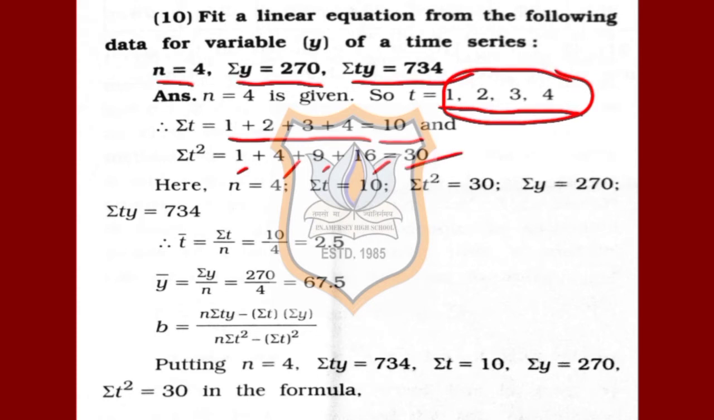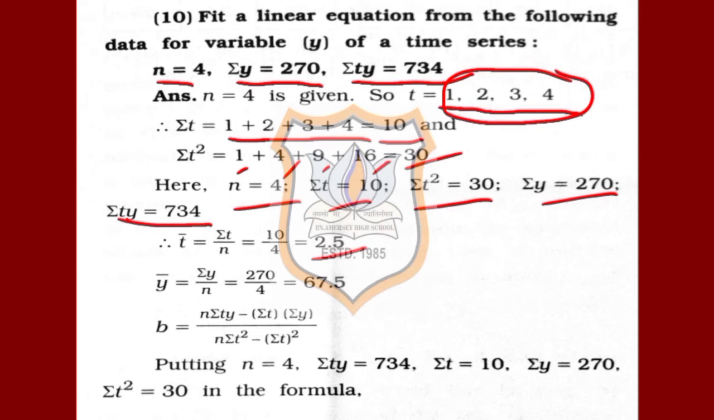So now what are we having? n is 4, sigma t is 10, sigma t square is 30, sigma y is already 270 given to us in the question, and sigma ty is 734. Now the first step will be to find t bar. What is the formula for t bar? Sigma t by n. Sigma t is 10, n is 4. So t bar will be 10 upon 4, and 10 upon 4 is 2.5.